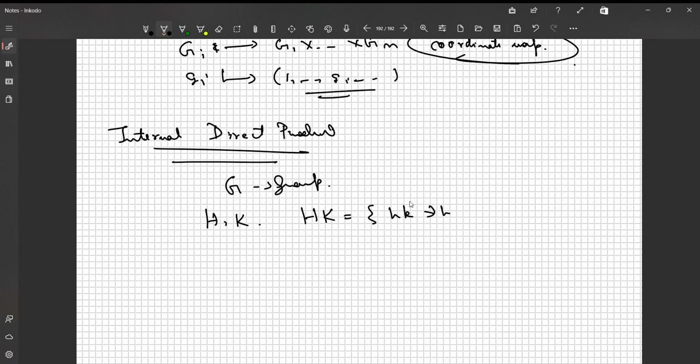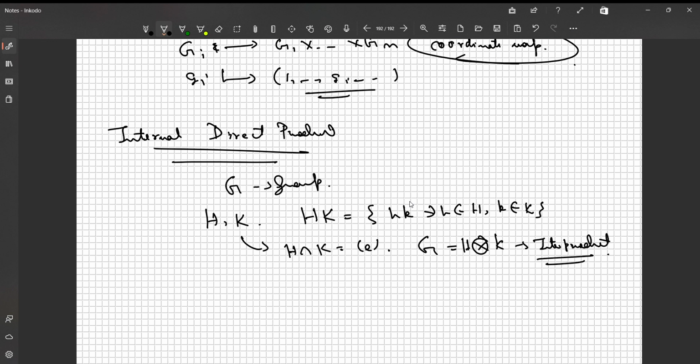So in this case, what we do is that we start with a group G and we consider normal subgroups H and K. Then we use the product of them, which is basically of the form HK, such that h comes from capital H and k comes from capital K, and we choose these normal subgroups such that they have a trivial intersection. Then this collection HK, we primarily write it as G equals H, K. This is called the internal product.